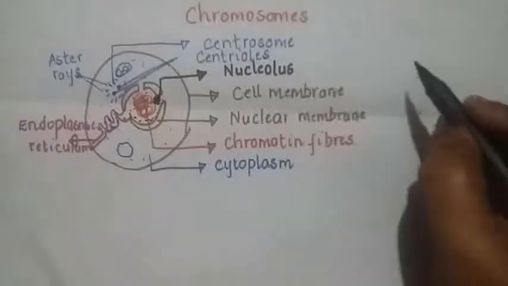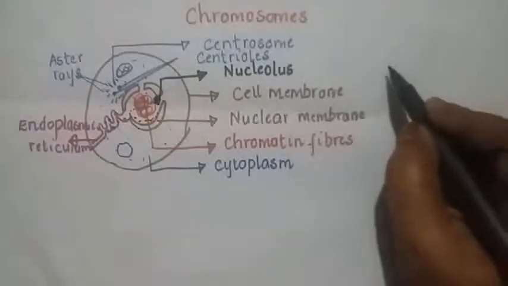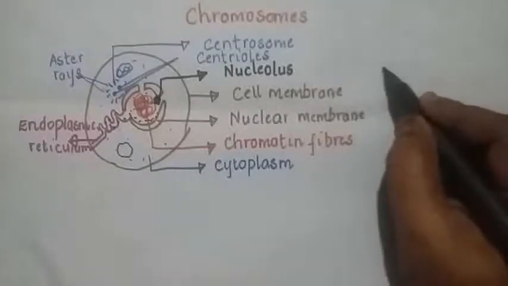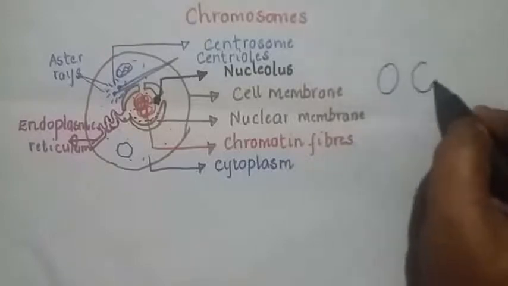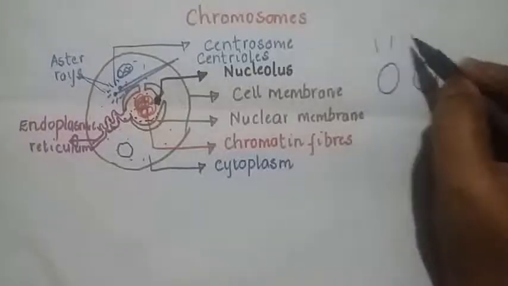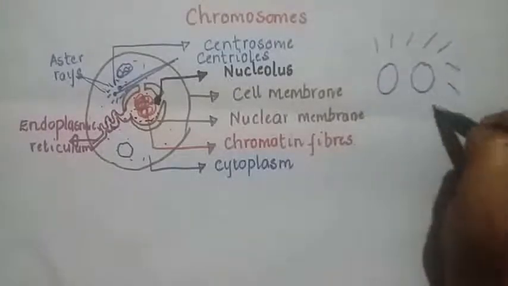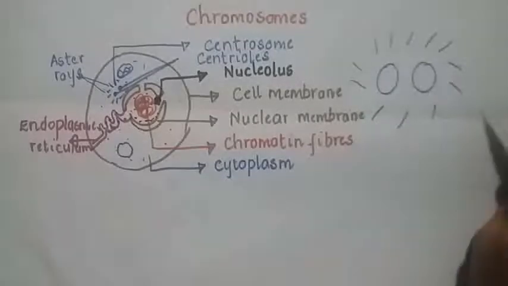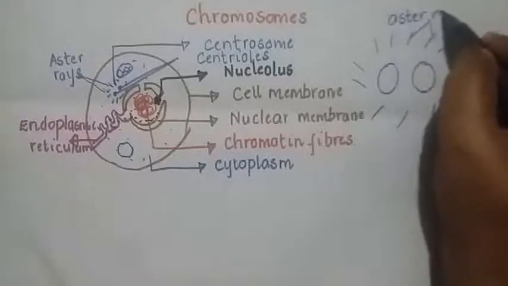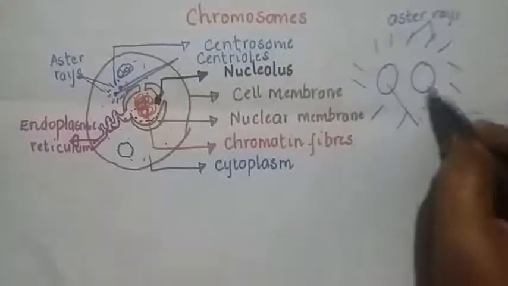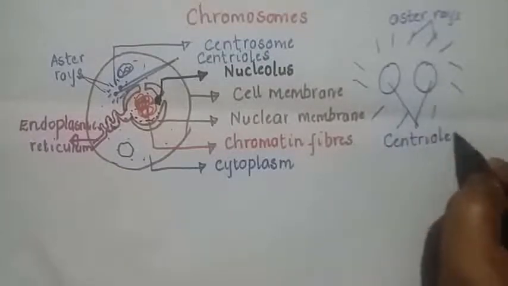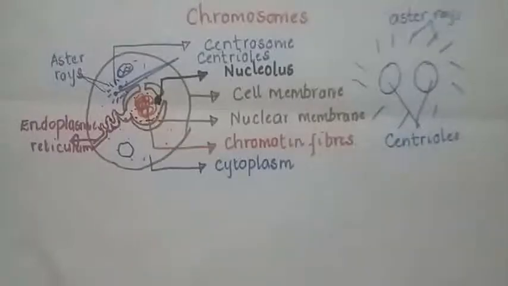Fine. So let me show you the centrioles. In fact, the centrioles are at right angles to each other. Right? So these two bodies are known as centrioles, and these centrioles are surrounded by the ray-like structures known as aster rays, and the entire cell organelle is known as a centrosome.